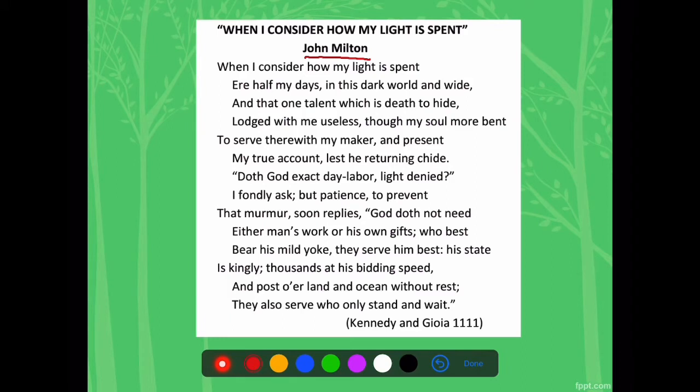When I consider how my light is spent, ere half my days in this dark world and wide, and that one talent which is death to hide, lodged with me useless, though my soul more bent to serve therewith my Maker, and present my true account, lest he returning chide. Doth God exact day labor, light denied? I fondly ask, but Patience, to prevent that murmur, soon replies, God doth not need either man's work or his own gifts. Who best bear his mild yoke, they serve him best. His state is kingly, thousands at his bidding speed, and post o'er land and ocean without rest. They also serve who only stand and wait.